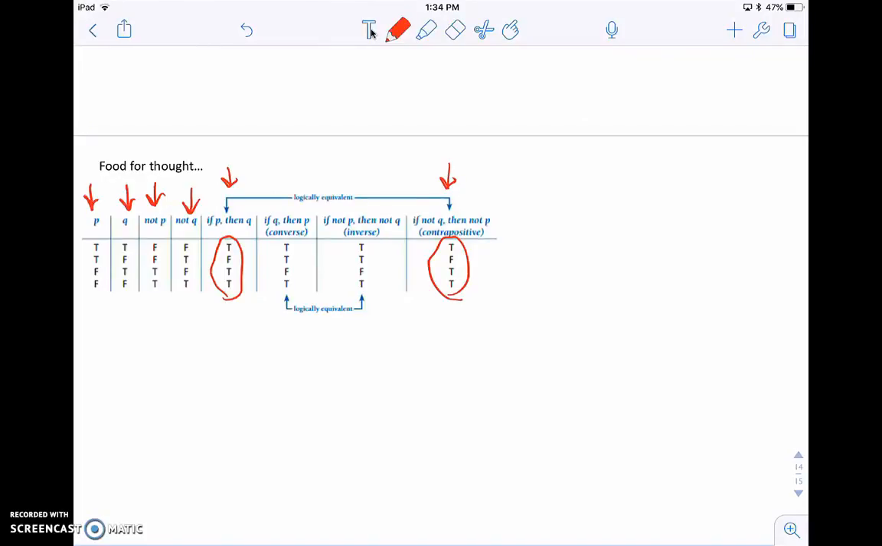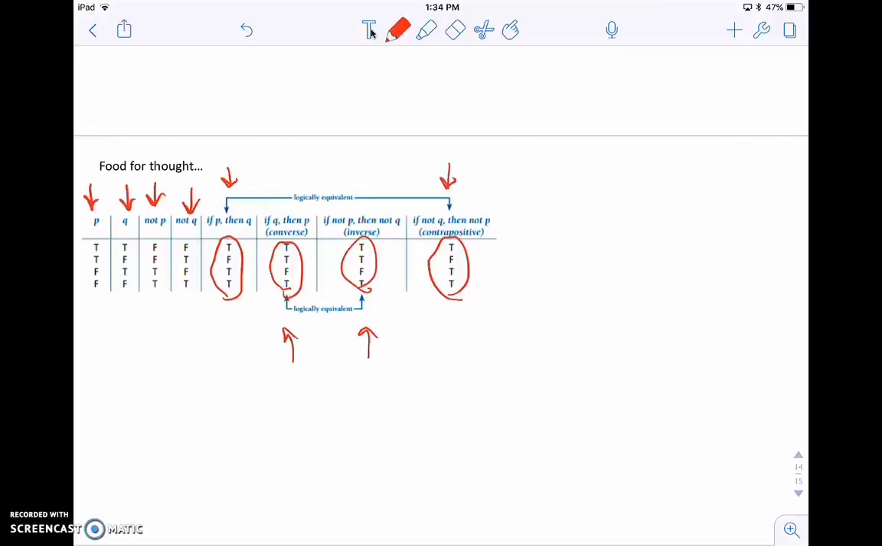And then if you look at what's called the converse, which is instead of if P then Q, you look at if Q then P, that is the same as the inverse: if not P, then not Q. Those are equivalent as well.